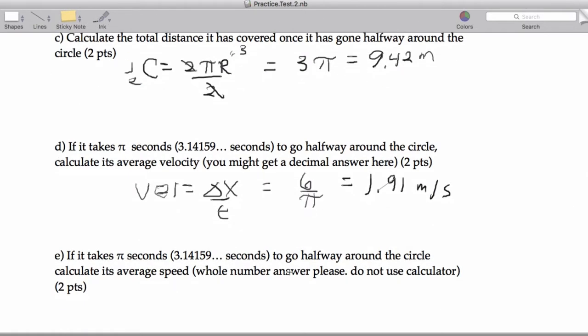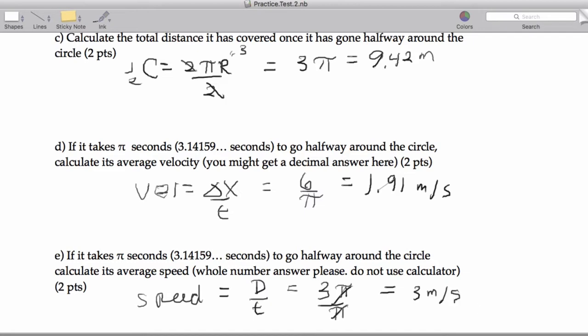versus the average speed. Speed is going to be the distance over the time. And I'm just going to take the 3 pi from above. I'll divide it by pi. And that's going to give me 3 meters per second.